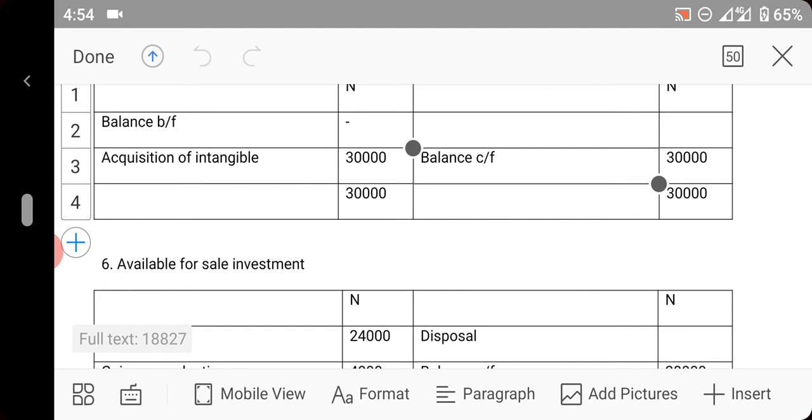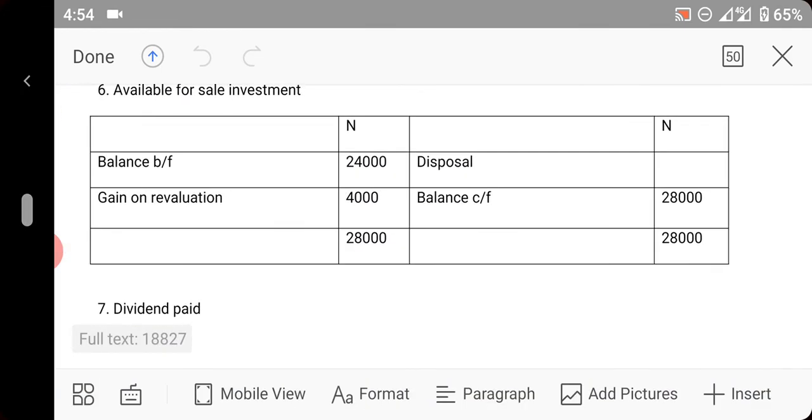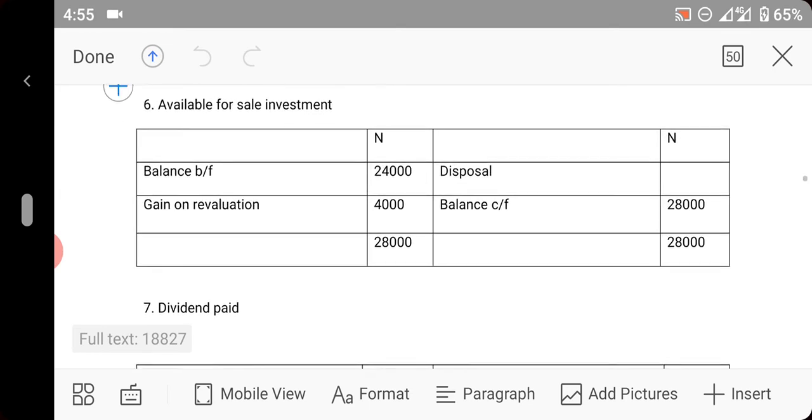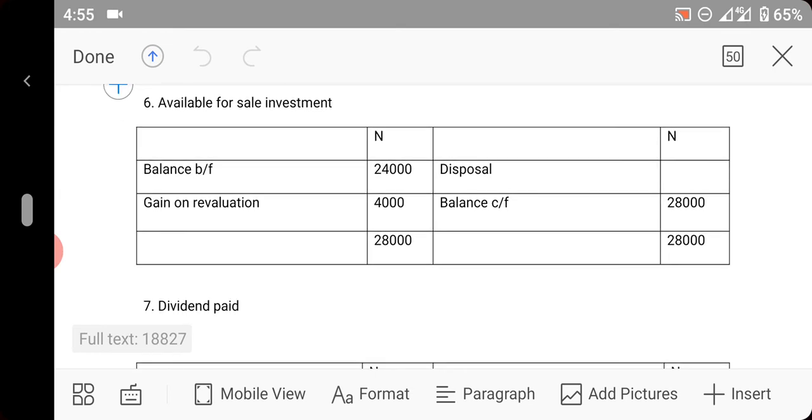So this is 30 million. So when you balance off, it will give you 30 million balance carried forward, and that is all. Then we have available for sale investment. Available for sale investment is easy. It's an asset now. Available for sale investment is an asset.